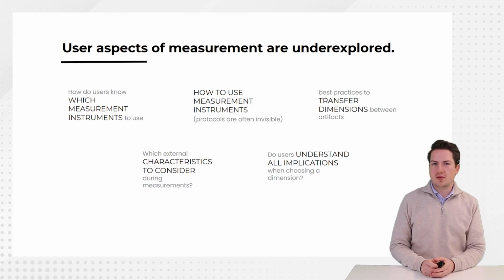However, we notice that the user aspects of measurements are actually a lot less considered. For example, how do users know which measurement instruments to use and how to use these instruments correctly, how to read from them, and how to precisely align them with the workpiece? These protocols are oftentimes quite invisible. Also, how should they know which characteristics to consider when establishing a dimension? Or how do they know all the implications when choosing a new dimension?